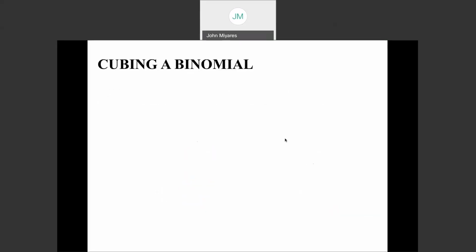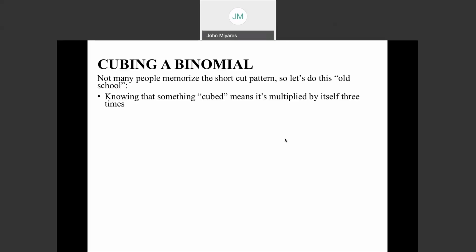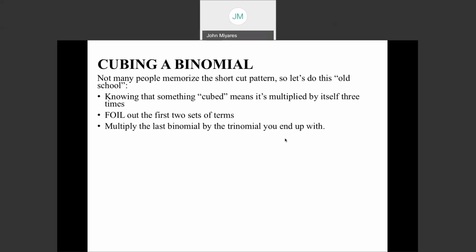Now let's look at cubing a polynomial. Not many people memorize the shortcut pattern, so we're going to do this one old school, or in other words, by brute force. Knowing that something cubed means it's multiplied by itself 3 times, we're going to FOIL out the first two sets of terms, x plus y times x plus y. Then we're going to multiply the last binomial, the third x plus y expression we have, by the trinomial we end up with from multiplying the first two x plus y terms by each other.